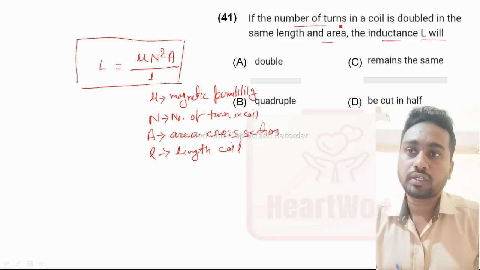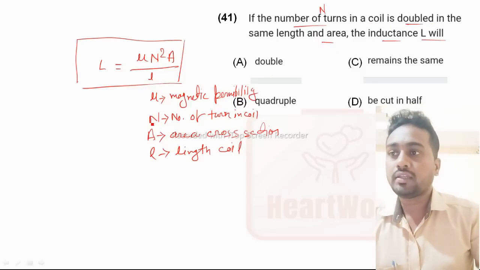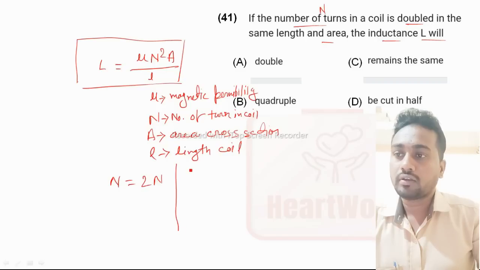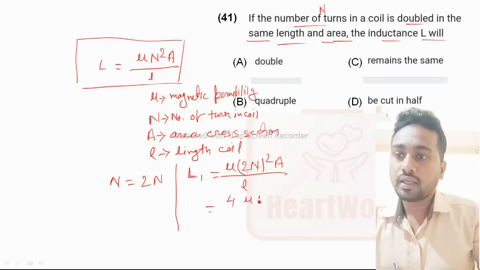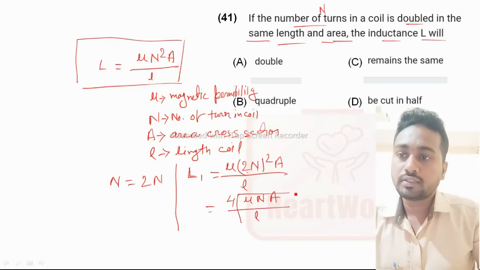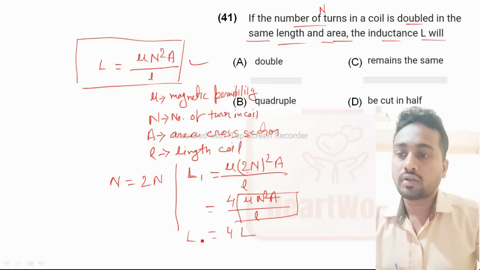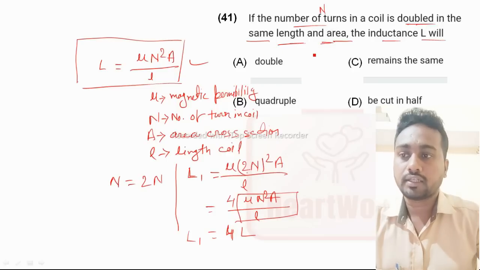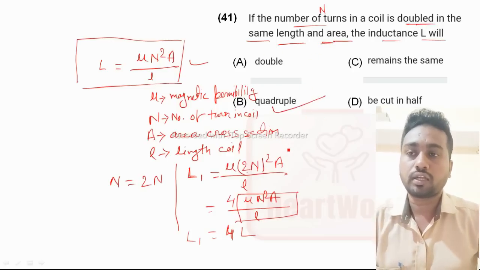In this question it says the number of turns, that is n, is doubled. When n becomes 2n, we have to find the inductance. Let L1 equal mu into 2n whole squared into A, and length and area are the same, so A divided by l is the same. Now if we calculate, 2 to the power 2 is 4, times mu n squared A by l, which is the same as the original inductance L. So L1 equals 4L. So whenever the number of turns in a coil is doubled and length and area are the same, the inductance will be quadruple. Option B, 4 times the inductance.